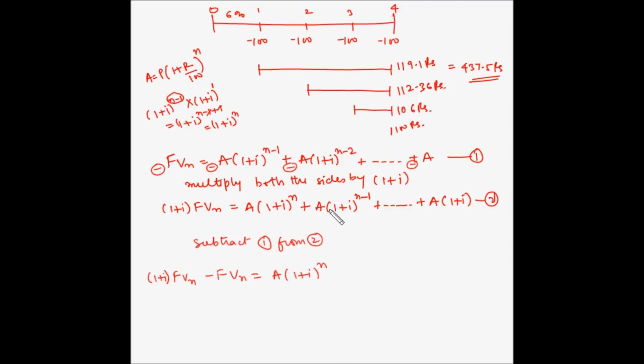Now a into (1 plus i) to the power n minus 1 in both these equations will get cancelled. Similarly, all the other terms will get cancelled. This will also get cancelled. However, a will remain as it is, because a is not there in 2. So this is minus a. So this will be minus a.